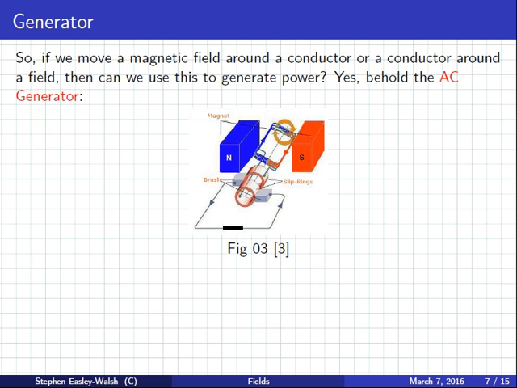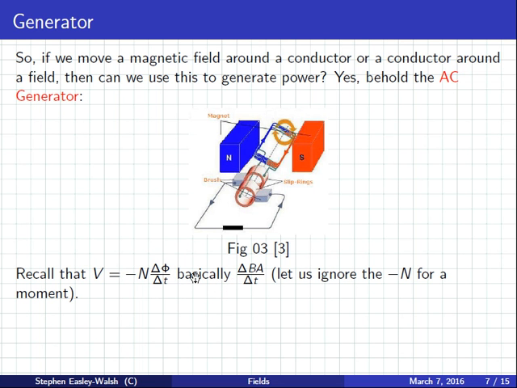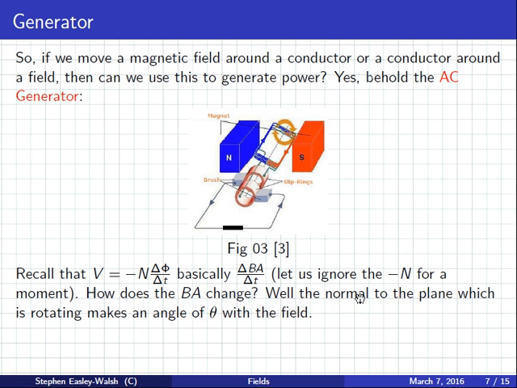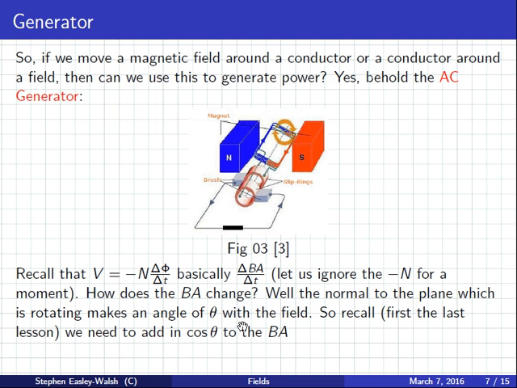Anyways, just before you draw the picture, we have the formula V equals minus N, change in the magnetic flux over the change in the time. But remember that the flux is equal to BA, and let's ignore the minus N for a moment. So how does the BA change? Well, the normal to the plane which is rotating makes an angle theta with the field. So if you remember from the first lesson, well, it wasn't the first lesson, we need to add in a cos theta to the BA. So we have this BA cos theta.